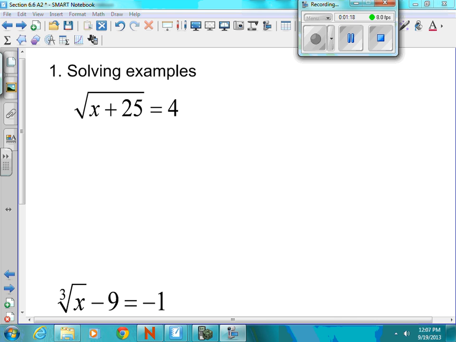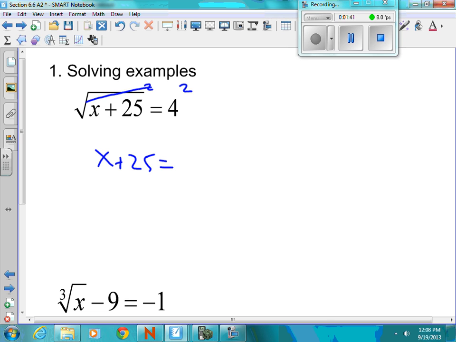We look at this first example, the square root of x plus 25 equals 4. Notice, there is nothing in front of the square root sign. There's nothing behind the square root sign on this left side of the equation. So there's nothing to move away from the square root sign. All we're going to do then is square both sides. Because it's square root, we square both sides. The square root and the square cancel out. I get x plus 25 equals 16.